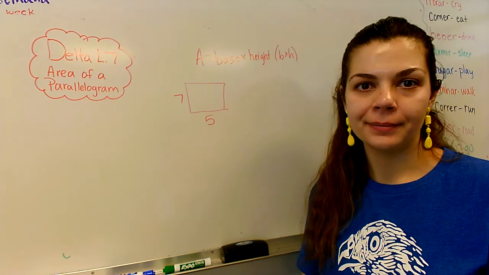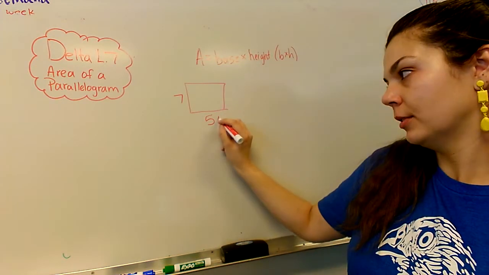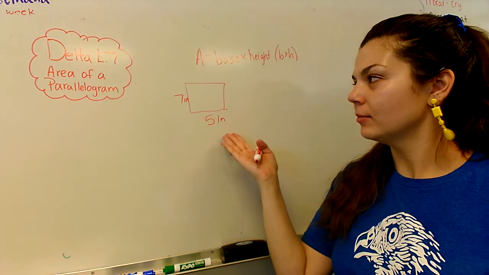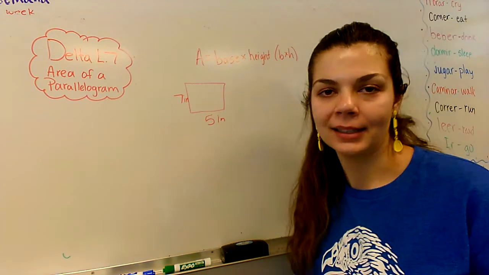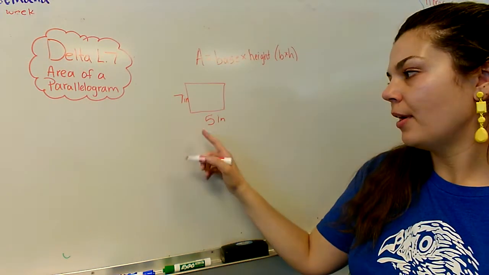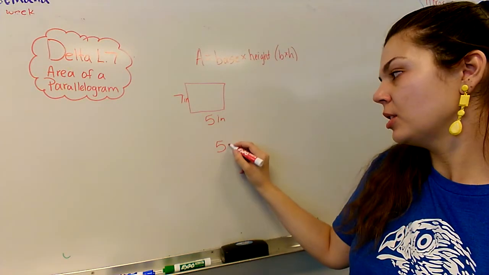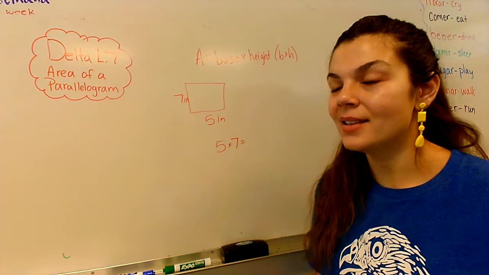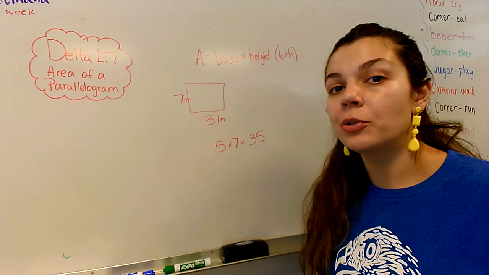a 7 here. What do we do if we would like to find the area of this? Well, it's not a square because it's not perfect, this rectangle, technically. What would we do to find the area? We would multiply the base, which is 5, times the height, which is 7, which would equal 5 times 7 is 35.